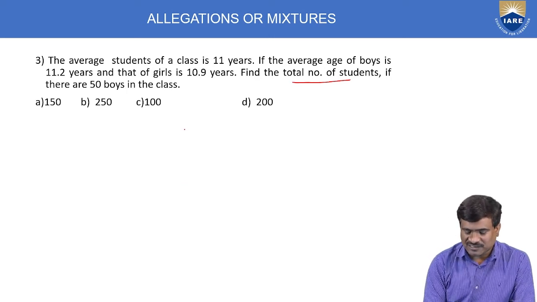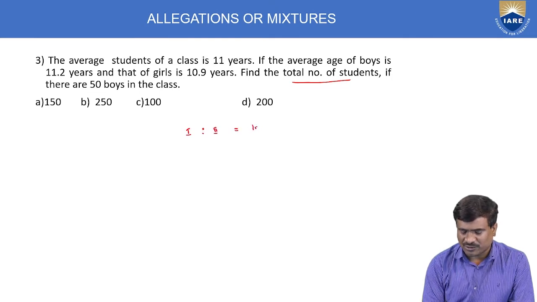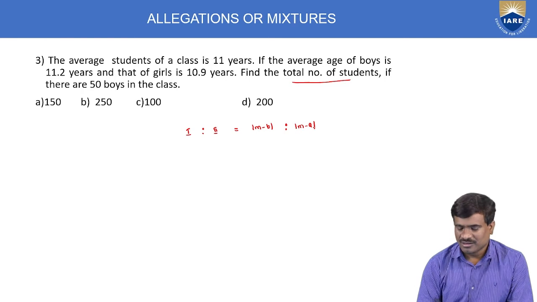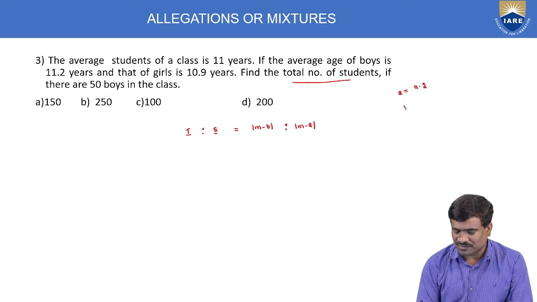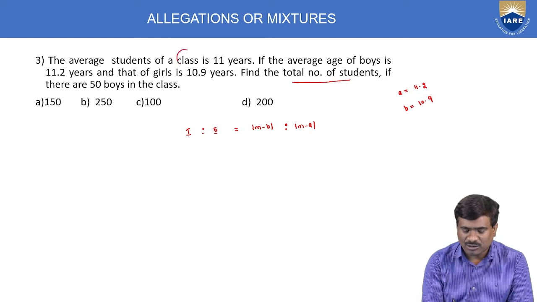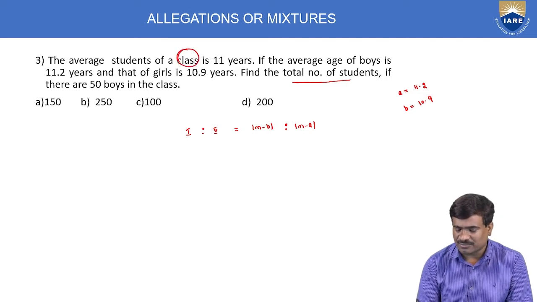First, the allegation principle. Type 1 is to type 2 is equal to modulus of M minus B is to modulus of M minus A, where A indicates the boys' average age. Boys' average age is 11.2 and girls' average age is 10.9. The class is nothing but the combined mean of boys and girls, 11, that is M is equal to 11.